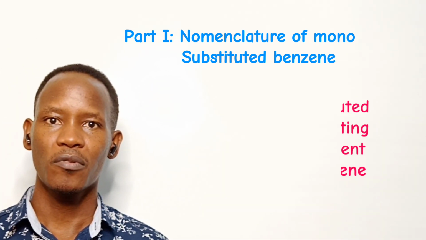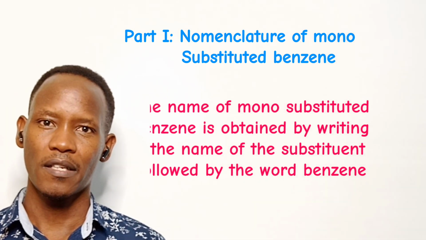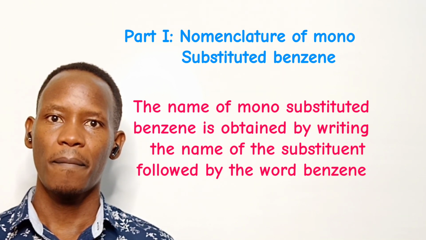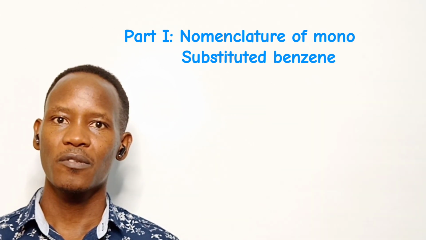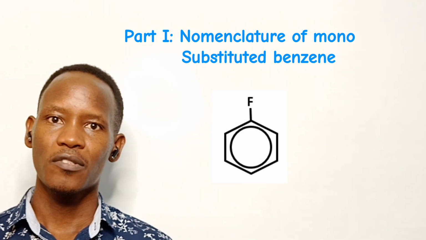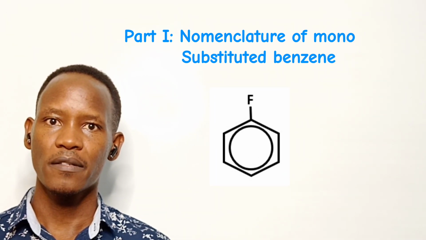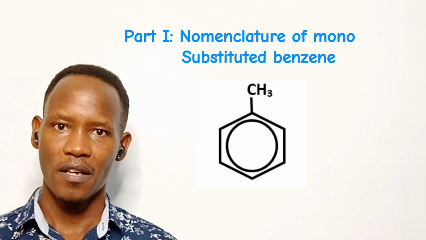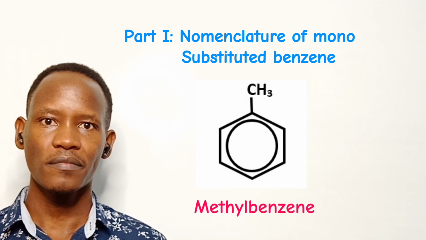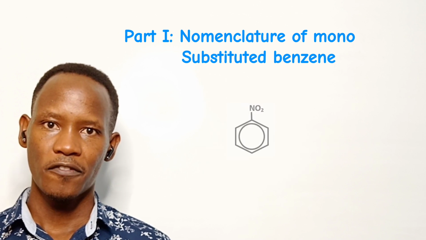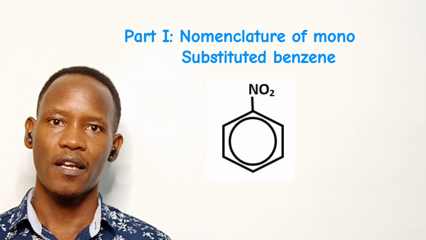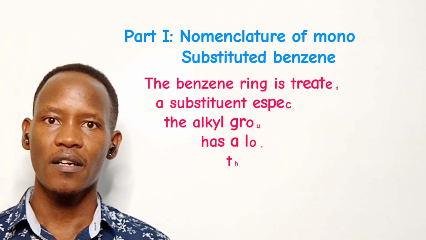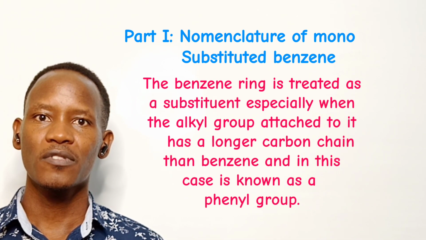According to IUPAC, naming monosubstituted benzene has two parts. That is, the first part is the IUPAC name of the substituent followed by the word benzene. To illustrate this, the displayed compound there is, according to IUPAC, named fluorobenzene. The next displayed compound, also based on IUPAC, is methylbenzene. And finally, the next compound displayed there is nitrobenzene according to IUPAC.